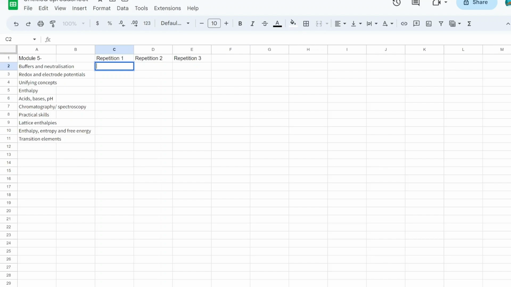I used a spreadsheet to set out all the topics which I needed to cover in the specification. I then went through these topics one by one, answering and marking the practice questions, which helped me identify where the gaps in my chemistry were.